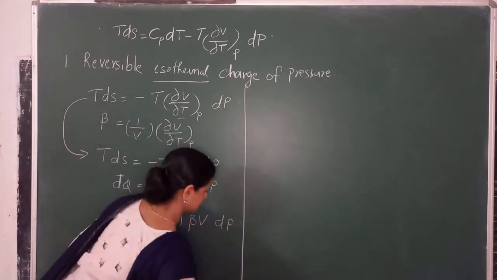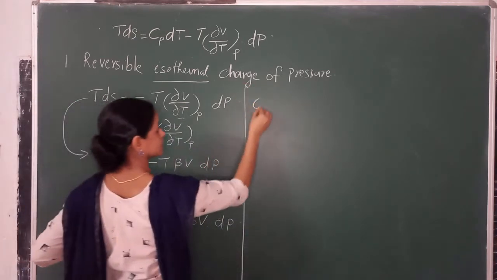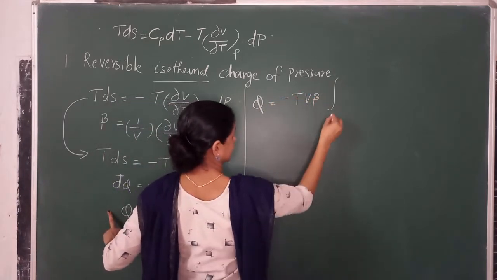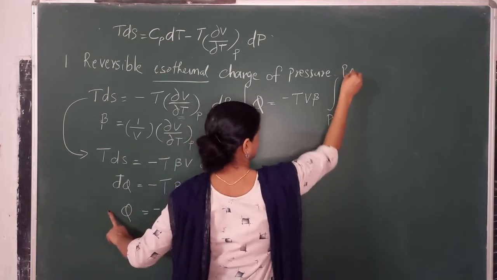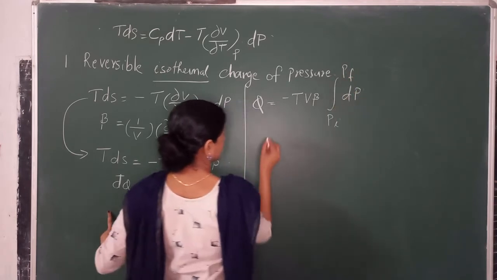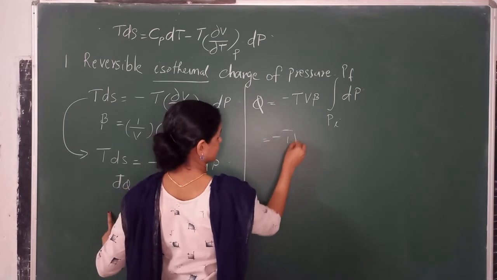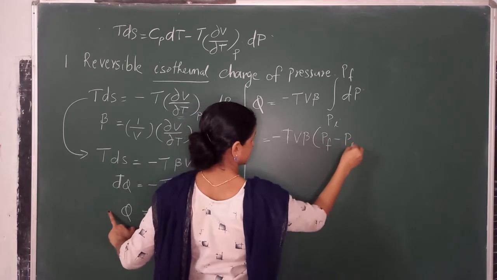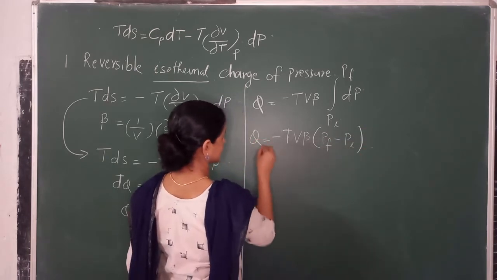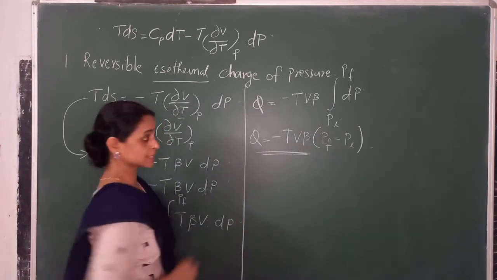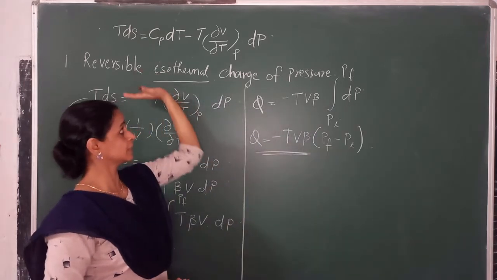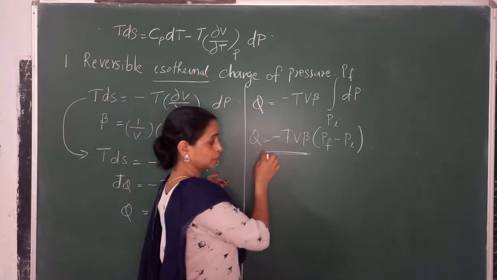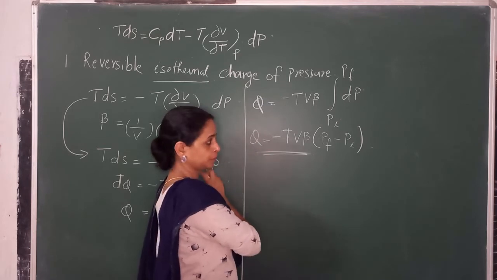So we can write Q is equal to minus TV beta into integral Pi to Pf of dP. This is equal to minus TV beta into (Pf minus Pi). This is the heat transfer during a reversible isothermal process. So what is the peculiarity of Q?